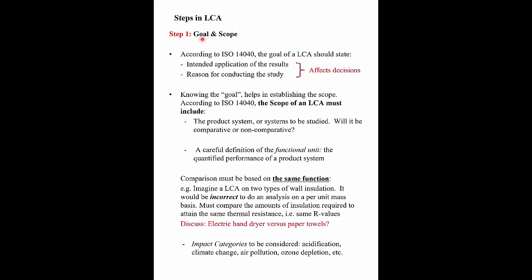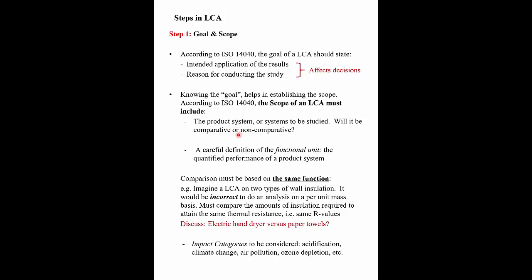The ISO standard says the first thing you should do is figure out what you're going to do. What's your goal and what's your scope? So you need to think about how you're going to apply the results of your life cycle analysis and your reason, because it affects some of your decisions that I'm going to talk about later on. So knowing why you're doing it helps establish the scope, and I'll talk about scope. The scope could include, it could be your product. You might be doing like Pratt & Whitney, looking at their engine and seeing how much carbon emissions or air pollution it emits over its life cycle.